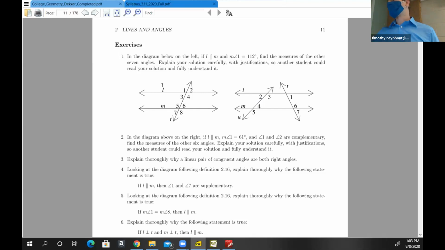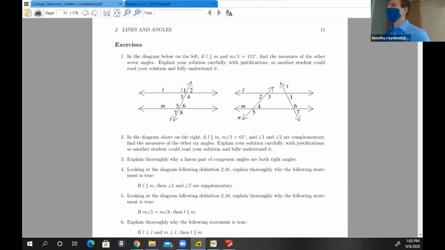And then since L and M are parallel, you could immediately just say that 1 and 5, 2 and 6, 3 and 7, 4 and 8 are all corresponding angles, right? Those pairs are all corresponding angles, which immediately gives you 5, 6, 7, and 8 to make the work relatively short. So that would be perfectly acceptable.